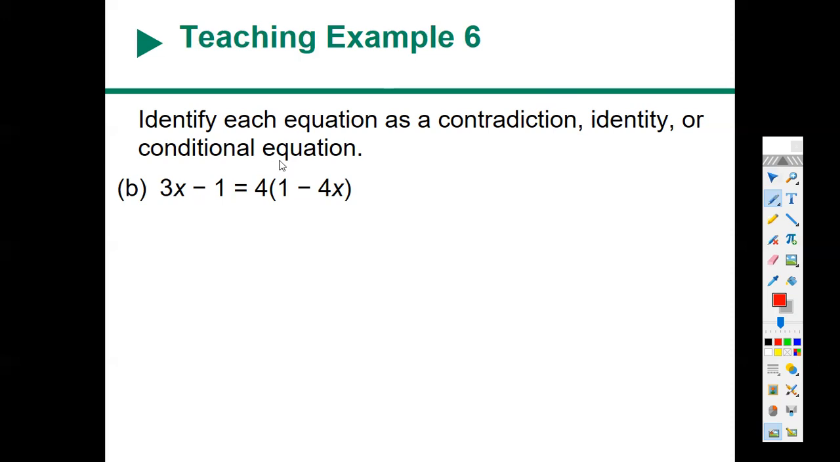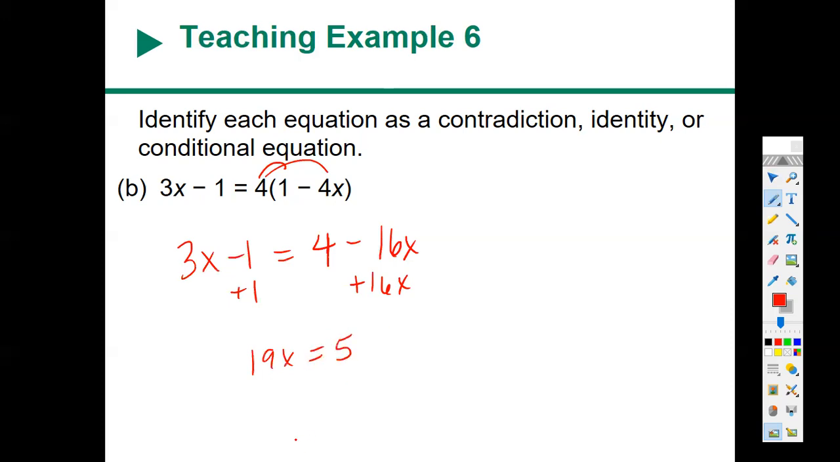All right. So the first thing you should have done was distribute, right? So we got 3x minus 1 equals 4 minus 16x. Okay? Then what do I need to do? Combine like terms. So I'm going to add the 16x and add the 1. Does that make sense? We're all in agreement? So we have 19x equals 5. Last step. Divide. So what do we end up with?